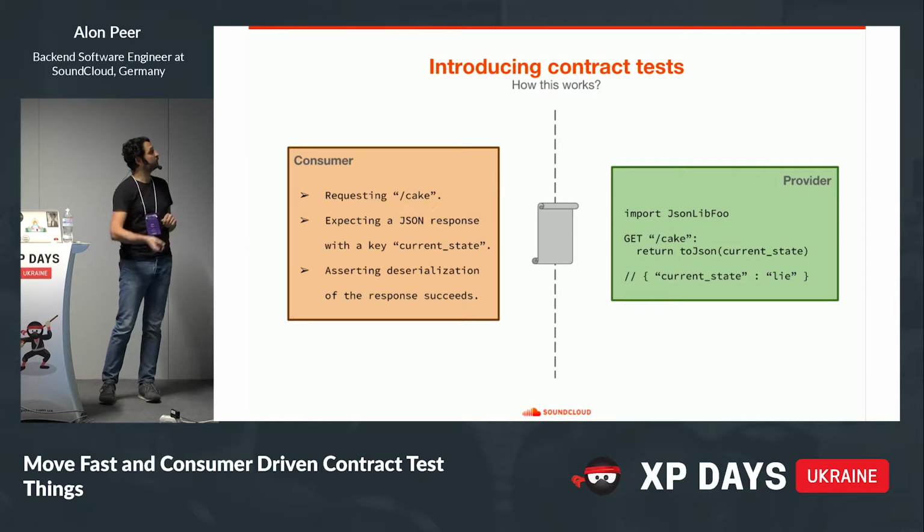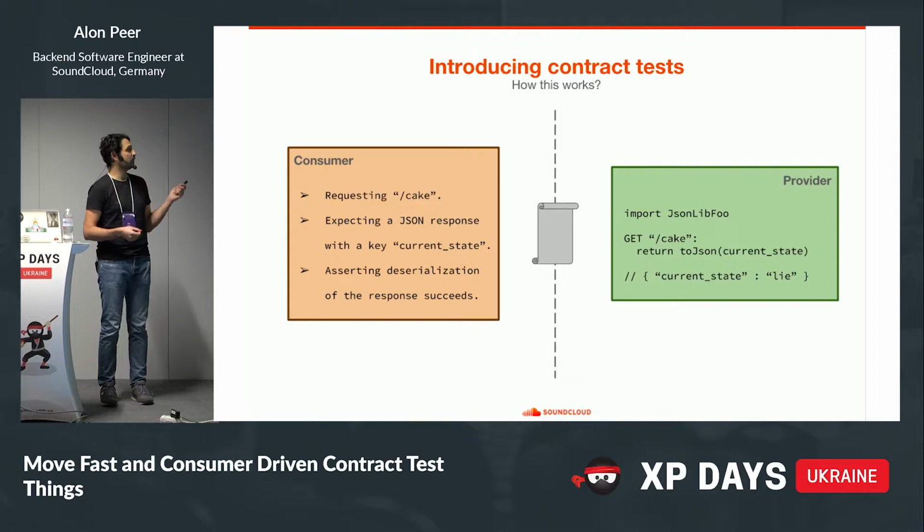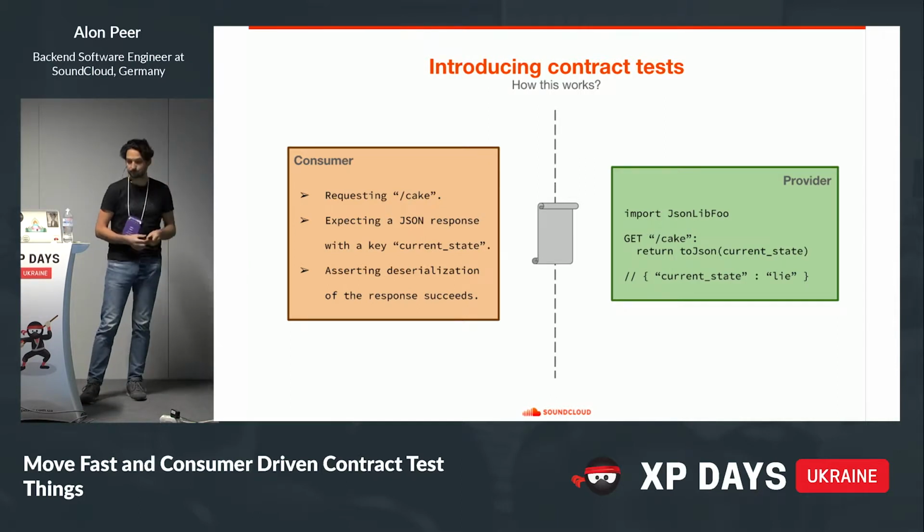On the provider side, what we do is replay those expectations that were defined by the consumer and say, given a request to the endpoint cake, I'm returning something, and that something should be a JSON with the key current_state, because this is what the consumer expects. So we make this verification on the provider side.